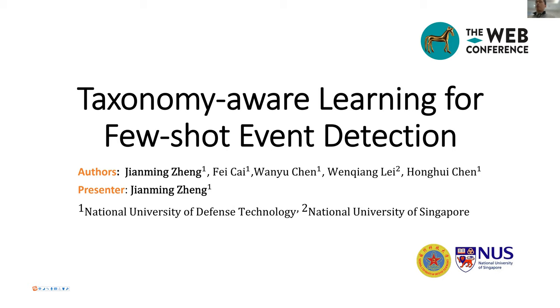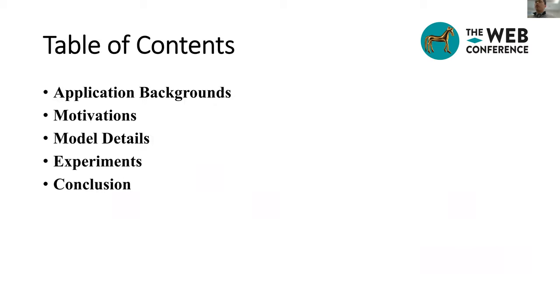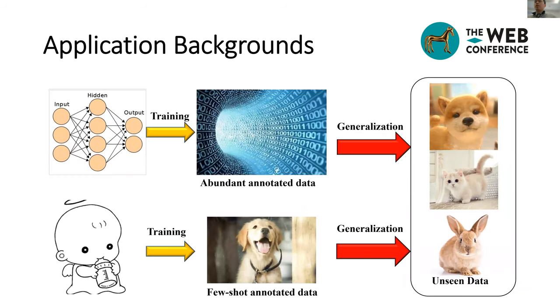Hello, everyone. I'm going to talk about our work on taxonomy-aware learning for few-shot event detection. I'm first author Jianming Zheng, coming from the National University of Defense Technology. I will introduce this work through five parts. Let's go to the application backgrounds first.